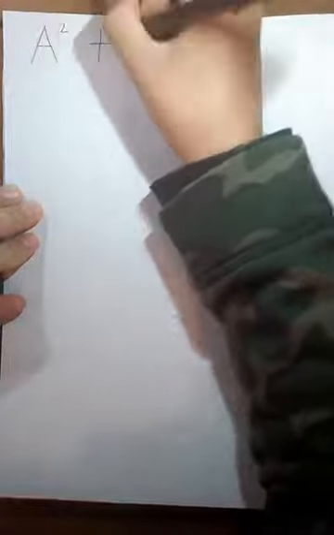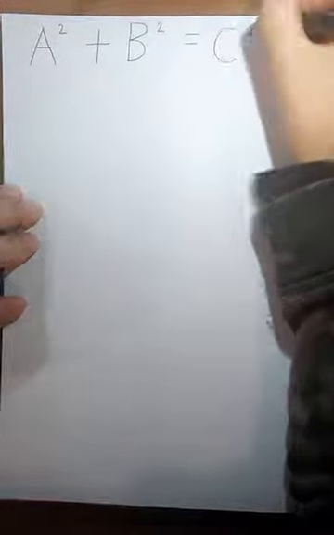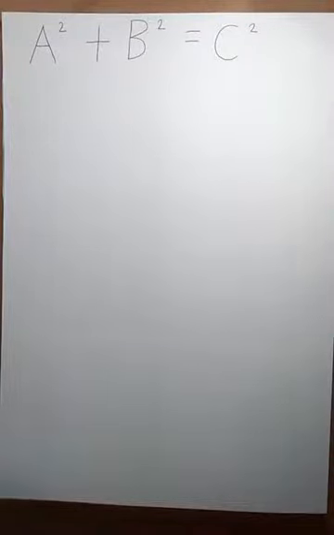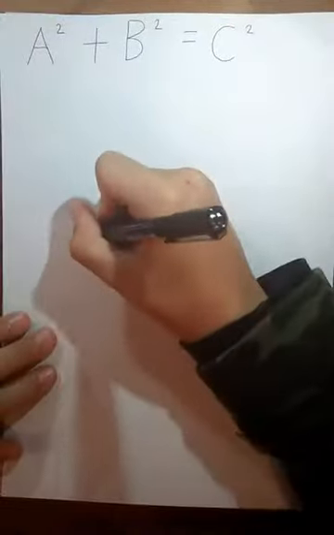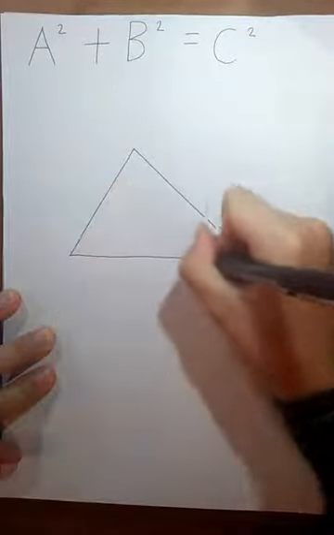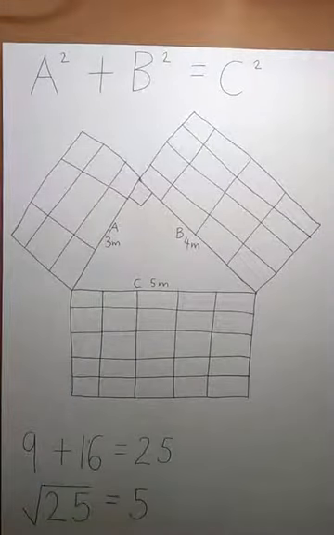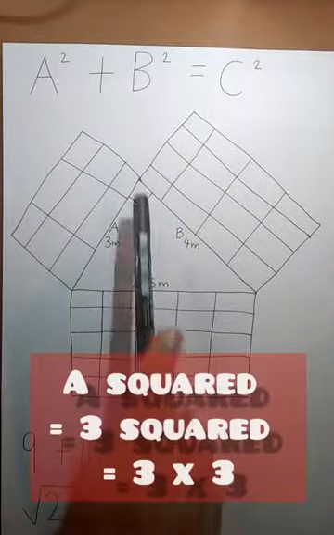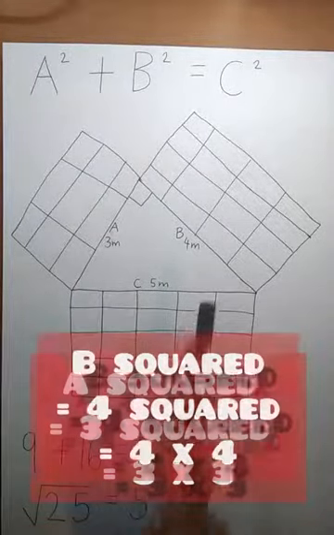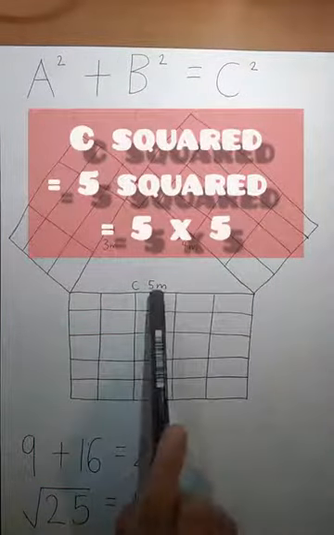Now, let's look at Pythagoras' theorem. This theory involves right-angled triangles and their side lengths. The theory states that a squared plus b squared equals c squared. An easy way to understand this is by drawing a right-angled triangle like this with the dimensions 3, 4, and 5. Now, with these grids drawn, you can see how the 3 meter side has a 3 by 3 grid, the 4 meter side has a 4 by 4 grid, and the 5 meter side has a 5 by 5 grid.